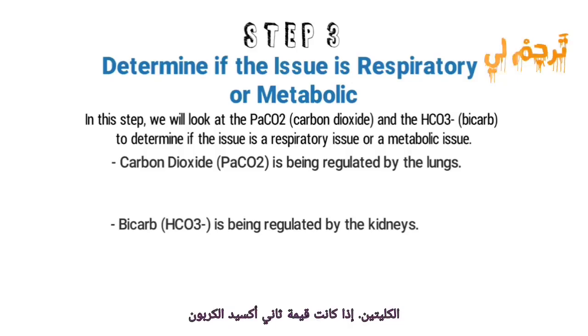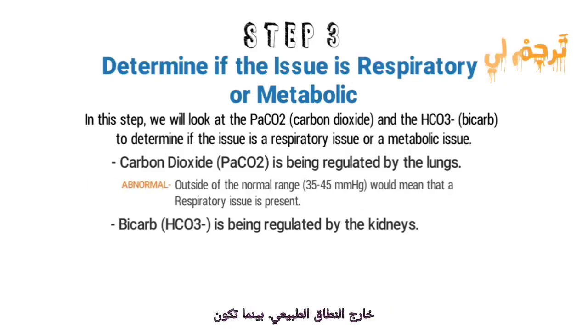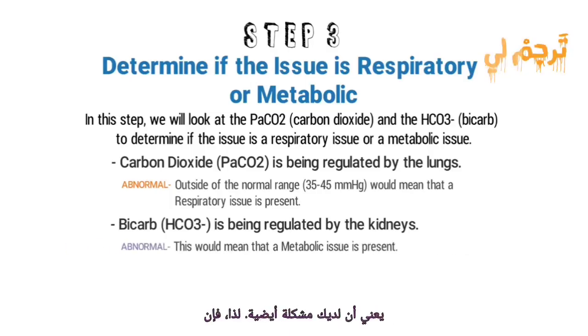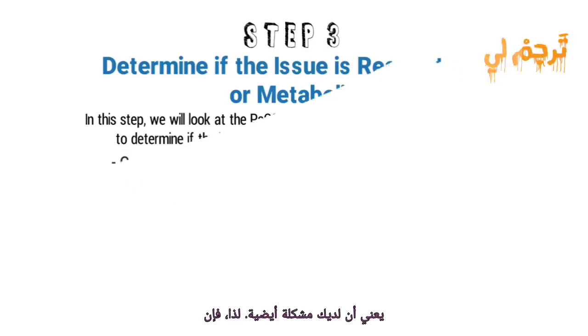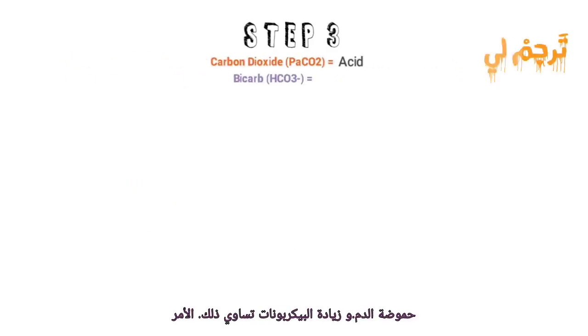If the carbon dioxide value is abnormal, meaning that it falls outside the normal range, while the bicarb value is normal, this would mean that you have a respiratory issue. If the carbon dioxide value is normal, meaning that it is within the normal range, while the bicarb value is abnormal, this would mean that you have a metabolic issue. So basically, more carbon dioxide equals acidosis. More bicarb equals that it's more basic.